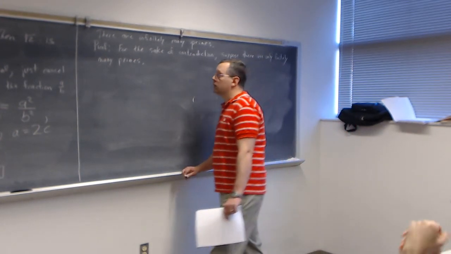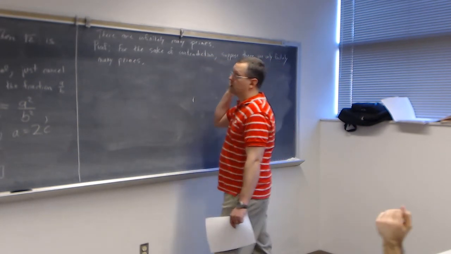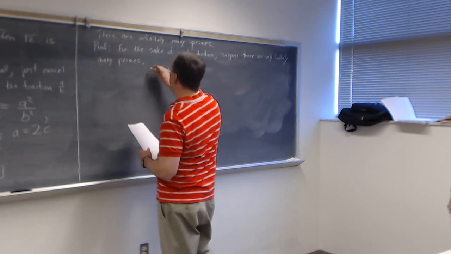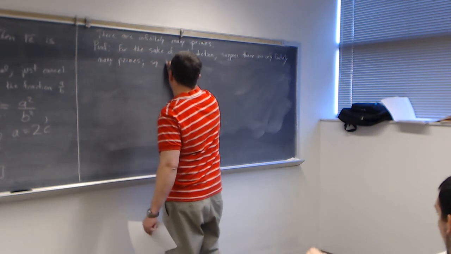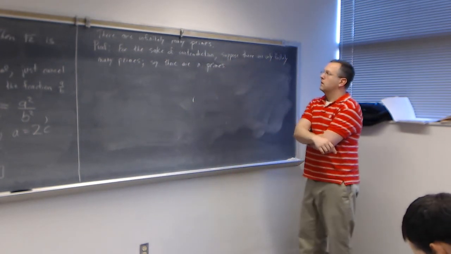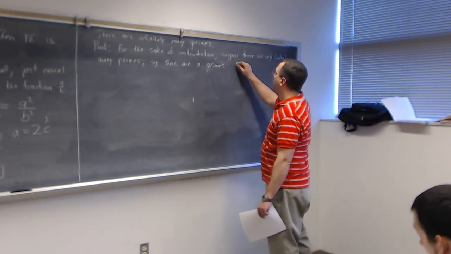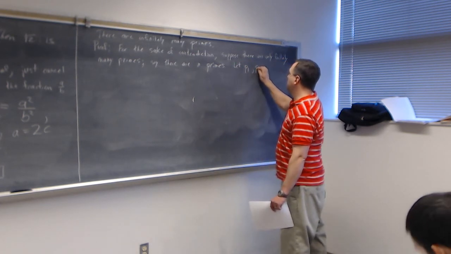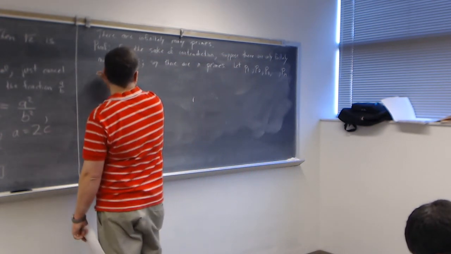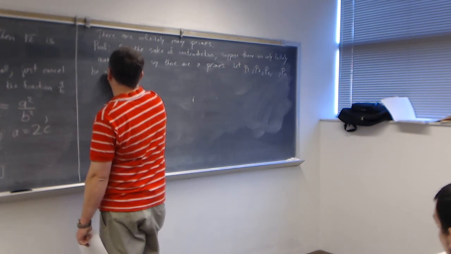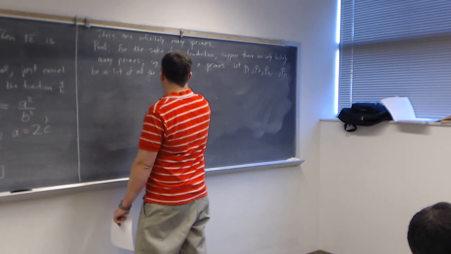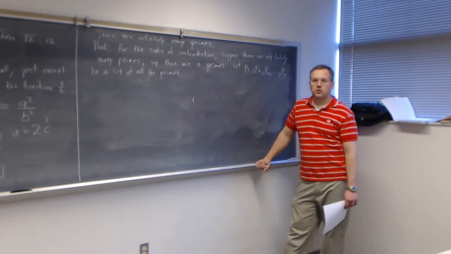Let's have some symbols to stand for all the prime numbers. Suppose that there are n primes. Say there are n prime numbers. Let's list them out, with some notation here. Let P1, P2, P3, all the way up to Pn be a list of all the primes. Any questions so far?